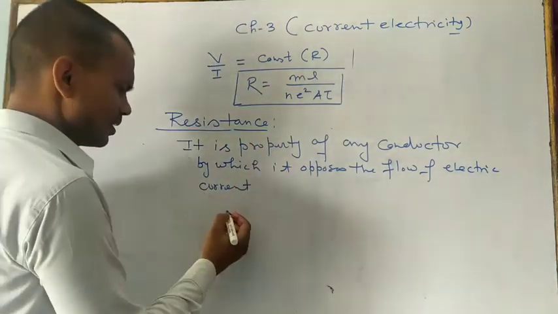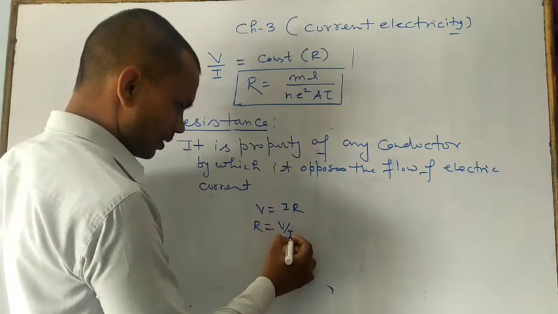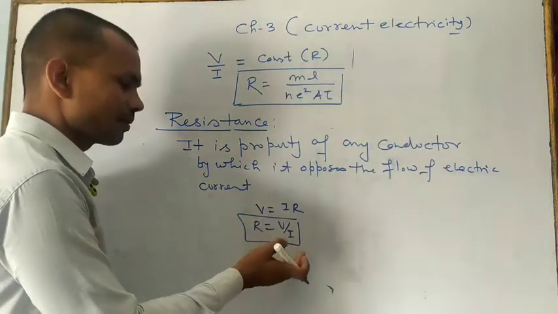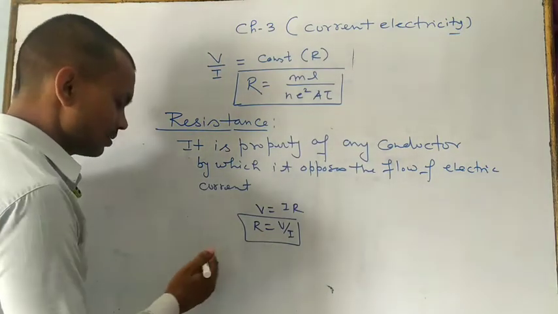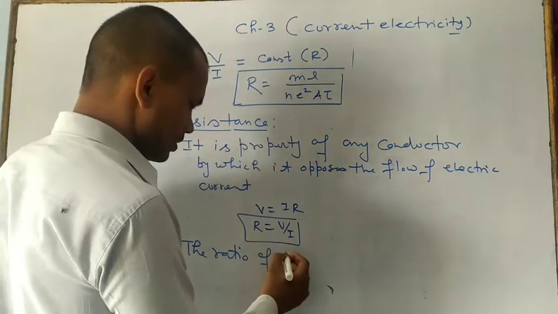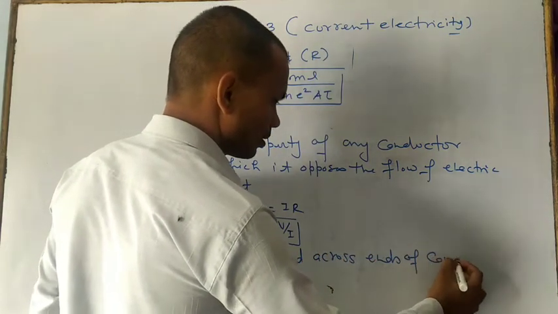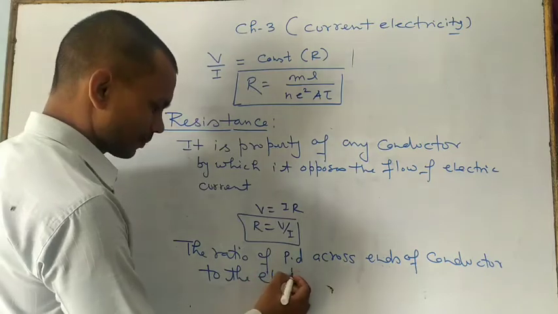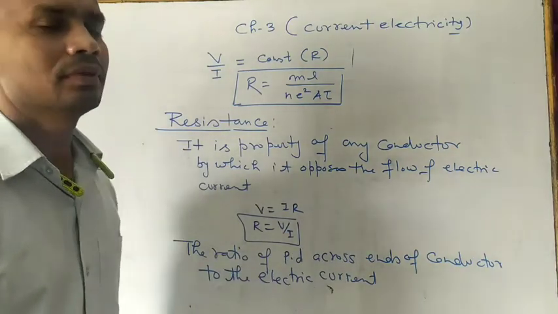Or by Ohm's law, V is equal to IR, or we can say R is equal to V by I. So with the help of Ohm's law, we can also define it: the ratio of potential difference across the ends of a conductor to the electric current flowing in that conductor is known as the resistance of a conductor.